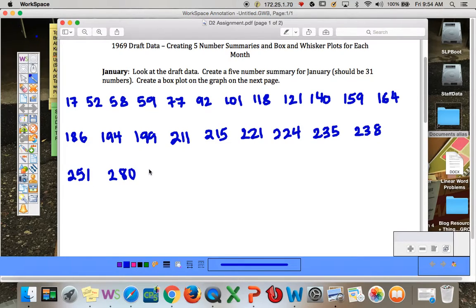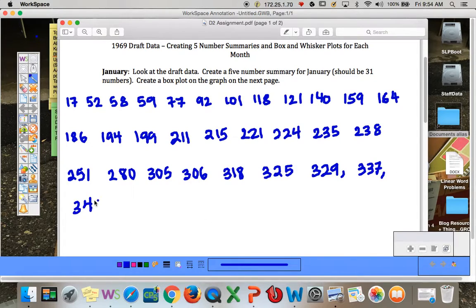280, 305, 306, 318, 325, 329, 337, 349, and 355. So after double checking several times, I believe I had the right numbers here.